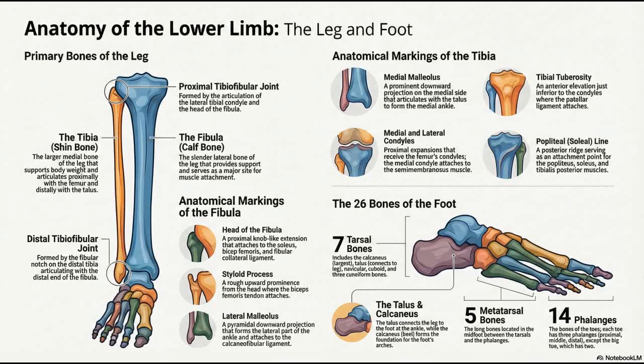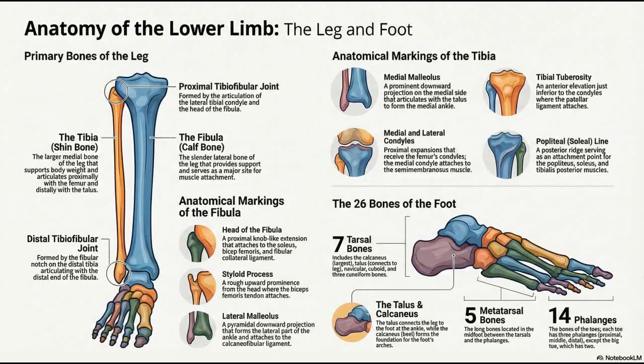The bases articulate with those tarsals we just met, the three cuneiforms and the cuboid. The heads articulate with the toes. Is there a significant difference between them? The first metatarsal, the one for the big toe, is massive compared to the others. It's short and thick because it takes the brunt of the push-off phase of walking.